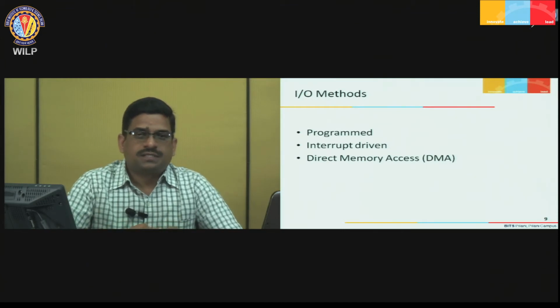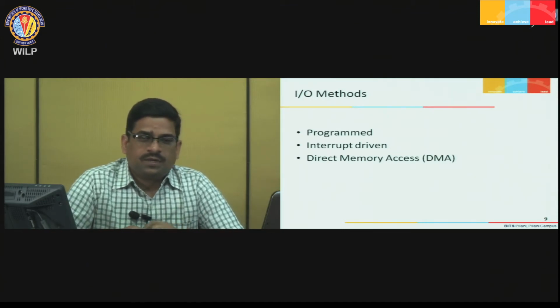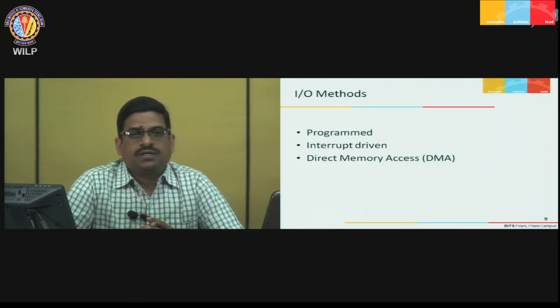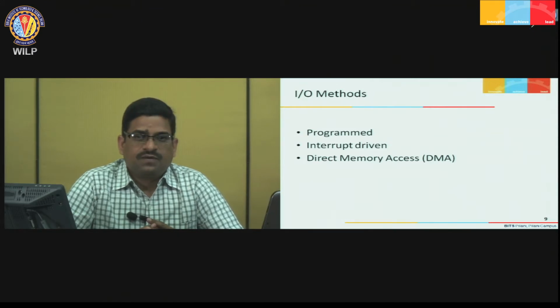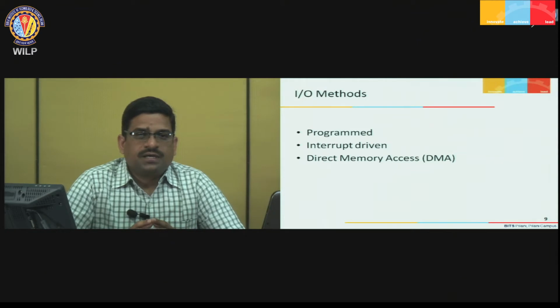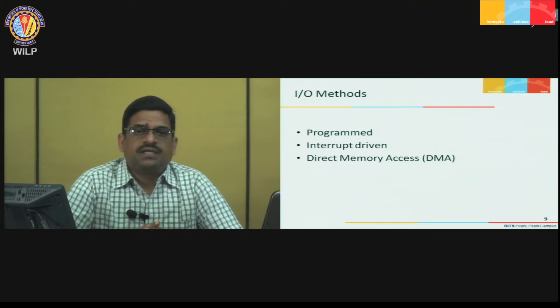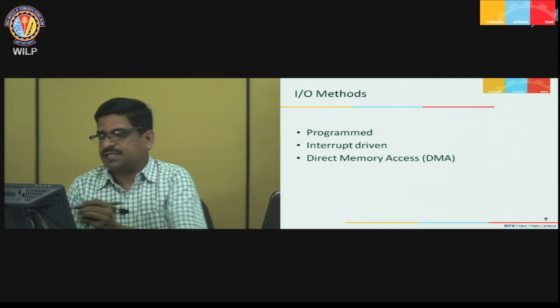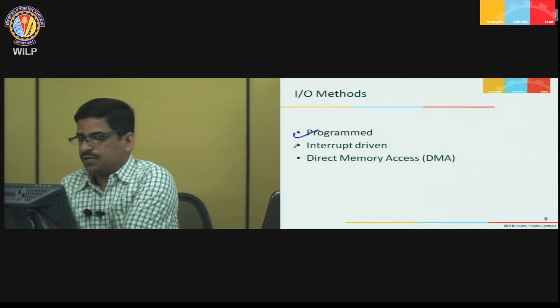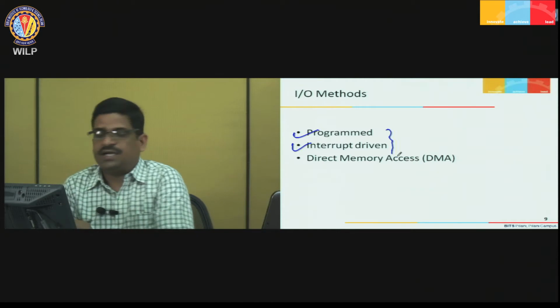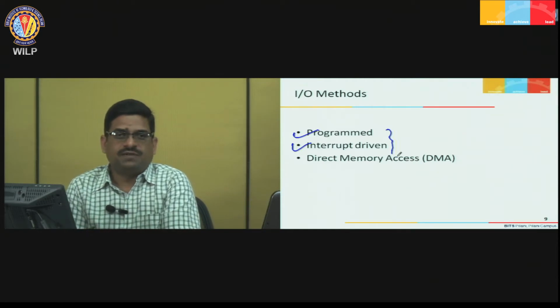Now to do this, the processor communicates to the outside world or to the peripheral devices. There are three methods. One is programmed I/O, second is interrupt driven I/O, and third is direct memory access. In this particular lecture, I am going to talk about programmed I/O and interrupt driven I/O. Direct memory access will be in the next lecture.